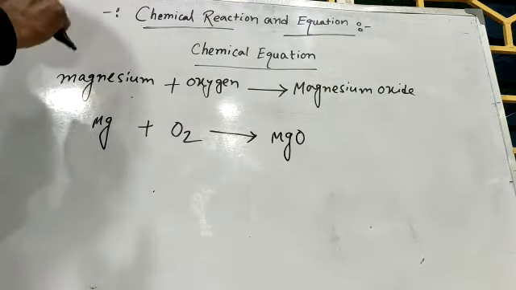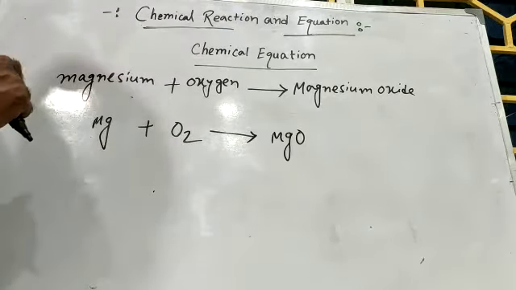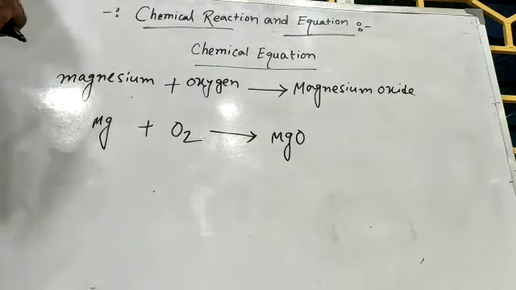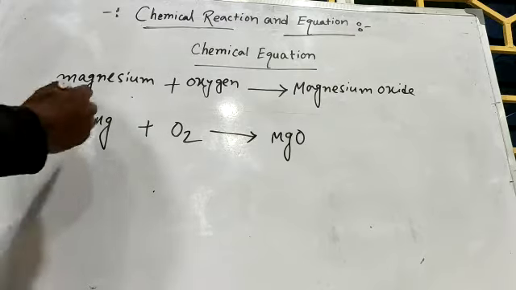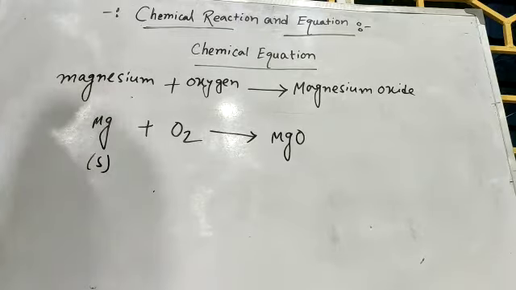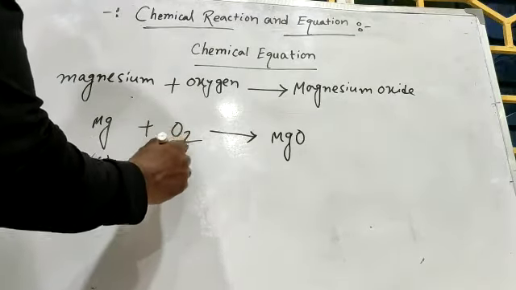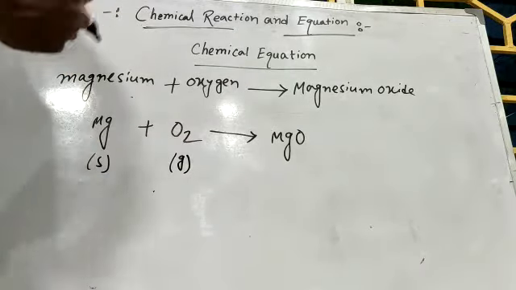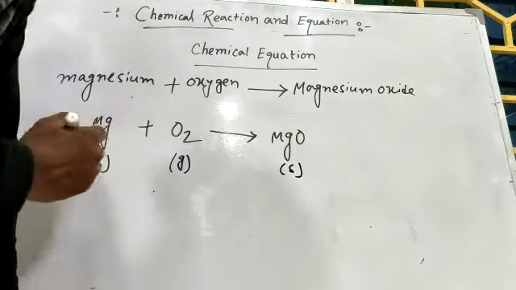So we represent a chemical reaction with the symbols of the substances, that means reactants and products, with their physical state. We mention their physical state. Magnesium is a solid metal, so we write S for solid. Oxygen is a gaseous substance, so we write G for gas. Magnesium oxide is a solid white substance, so we write S for solid.